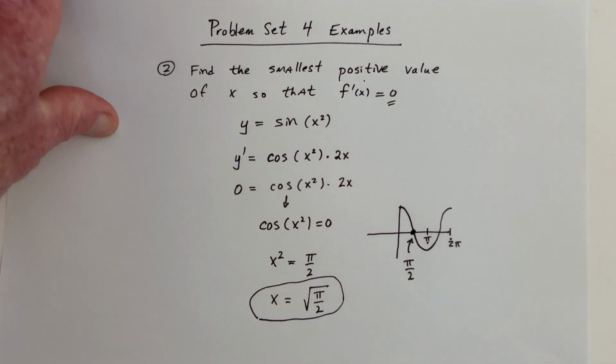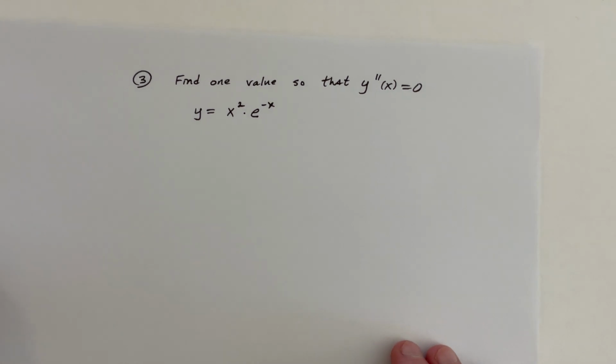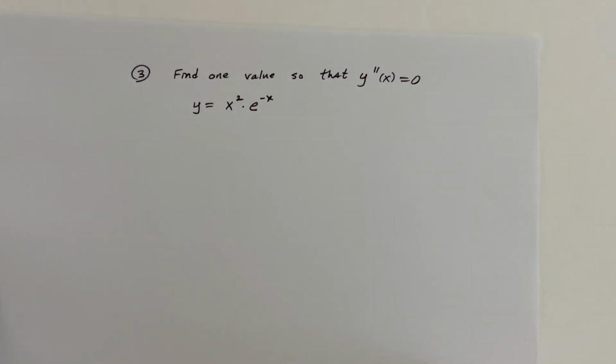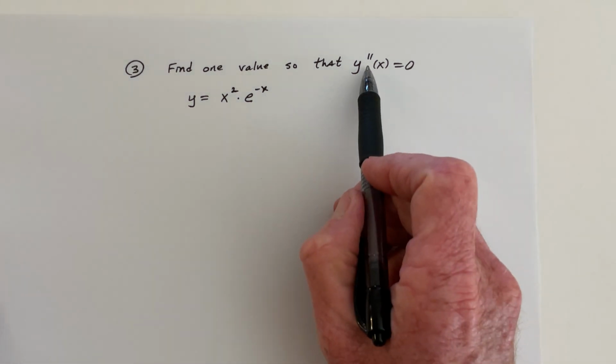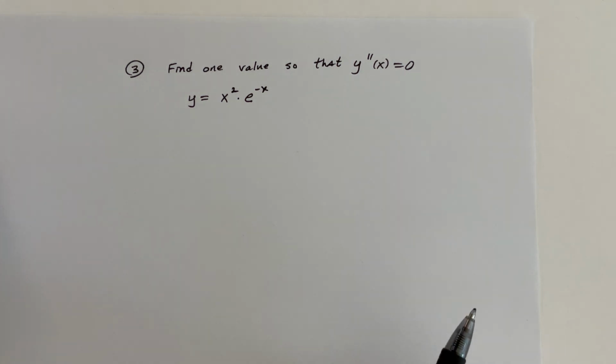Then for the next one, find one value, so not necessarily positive. So this is like number 3 on the second page of the problem set, where the second derivative equals 0. So find the derivative and then find the derivative of the derivative.